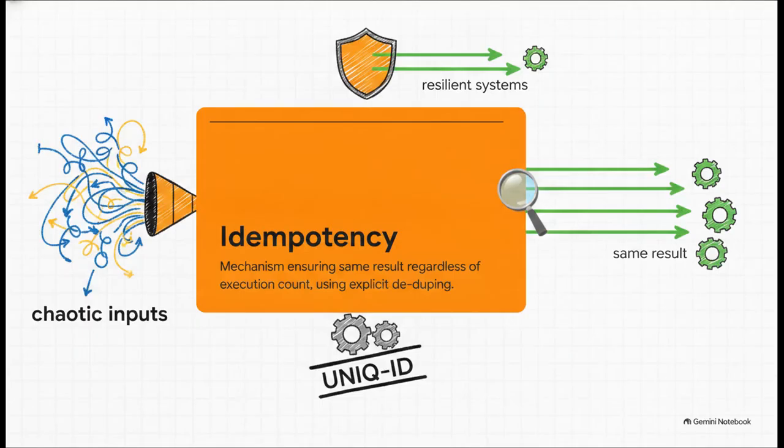The engineering elixir for this massive headache is called idempotency. It's essentially the mechanism that guarantees an operation achieves the exact same result, no matter how many times it's executed or duplicated. By using explicit deduping and those unique request IDs we just talked about, you force your non-deterministic AI applications to behave predictably, even when the inputs coming at them are totally chaotic.